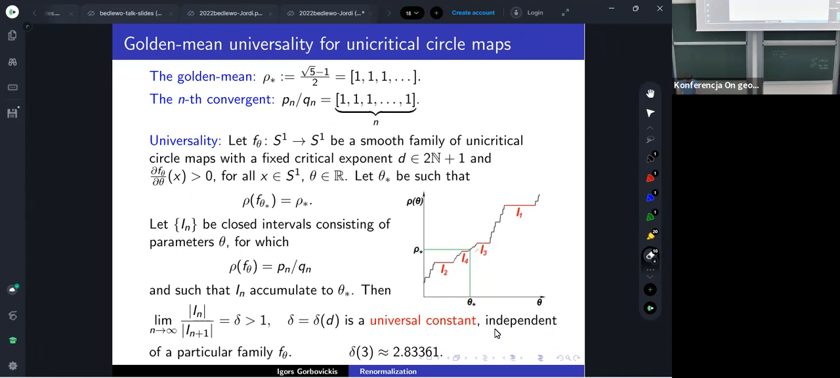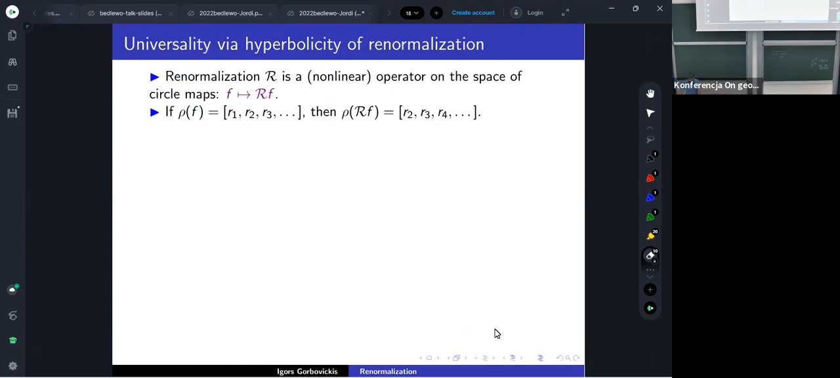Next, I would like to give an explanation of this universality phenomenon via hyperbolicity of renormalization. My explanation will be based on a picture, and it's a little bit of hand waving, not precise. At this point, I haven't defined what renormalization is. For the explanation that I'm going to give, the only thing we need to know about renormalization is that it is a certain nonlinear operator acting on a space of critical circle maps. We don't need to know the exact definition of renormalization, but we need to know how it acts on the rotation numbers.